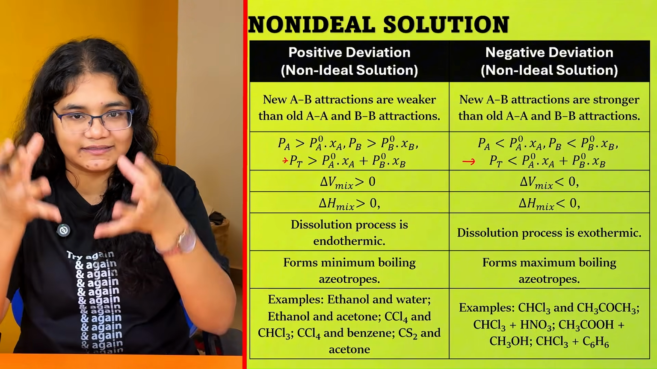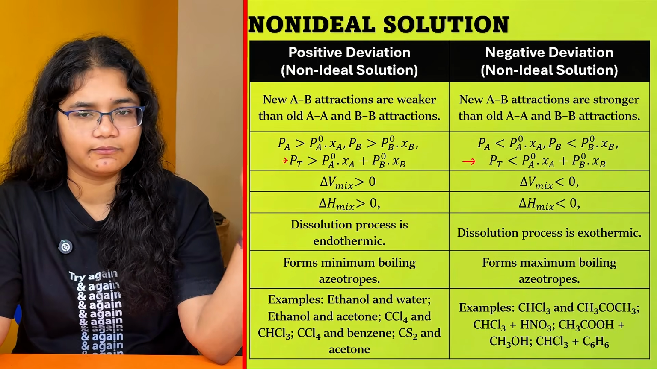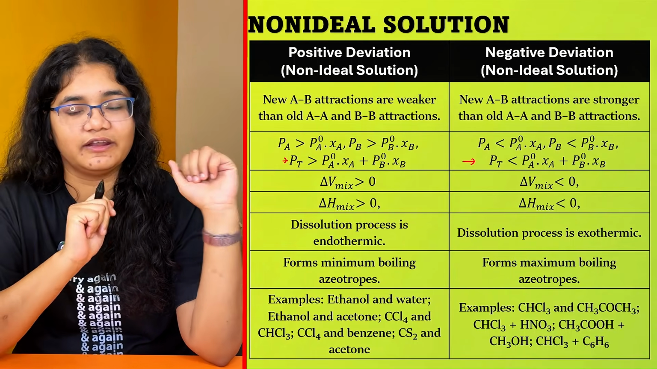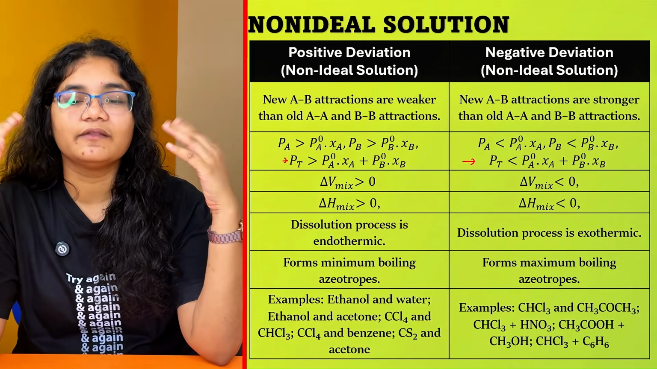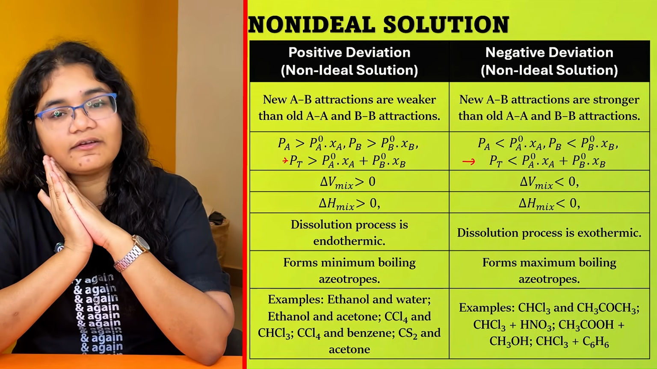Now when you have mixed A and B, you calculated that the pressure should be 5 atm, for example, but you are getting a value of 7 atm. That means it is a positive deviation. If you have calculated 5 atm, but the pressure that you are getting is 3 atm, then it is a negative deviation. Now why do this positive and negative deviation happen?